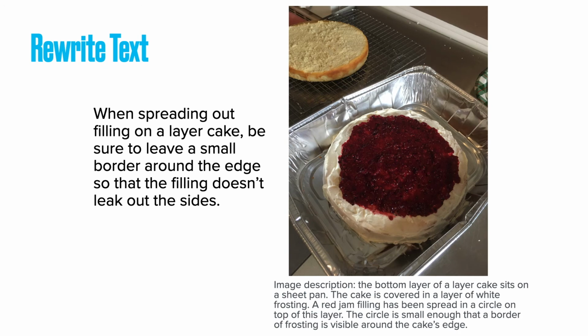We can also rewrite the body text so the image isn't the only thing communicating meaning. Instead of just saying the baker should spread the filling out correctly, like in the image, this recipe actually tells the baker what makes it correct, leaving the border around the edge to avoid leaks. Since the text is more specific, the image becomes another way to show meaning and enrich the reader's understanding instead of the only way.